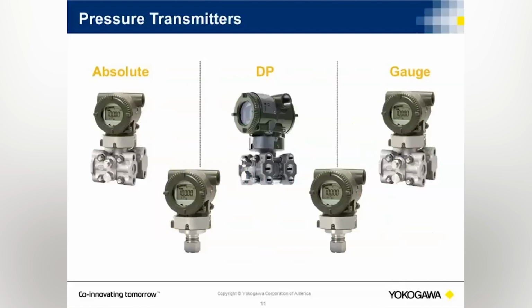Here are some of the physical representations of the different types of pressure transmitters available. So the top row are the flanged type pressure transmitters. As I mentioned earlier, differential pressure requires two inputs. So differential pressures are most likely going to be flanged. Absolute and gauge can be either. So the bottom row are called inline transmitters, so they have a single input.